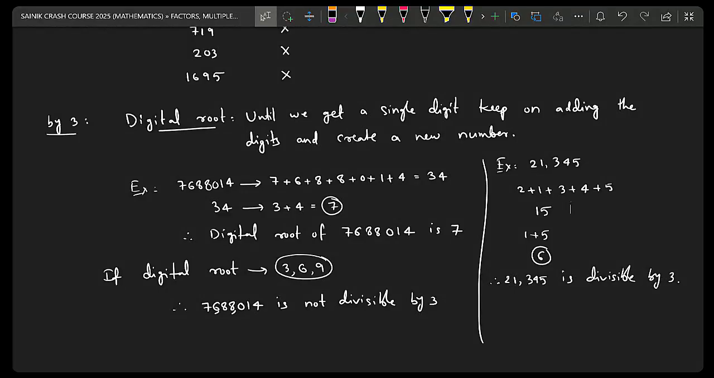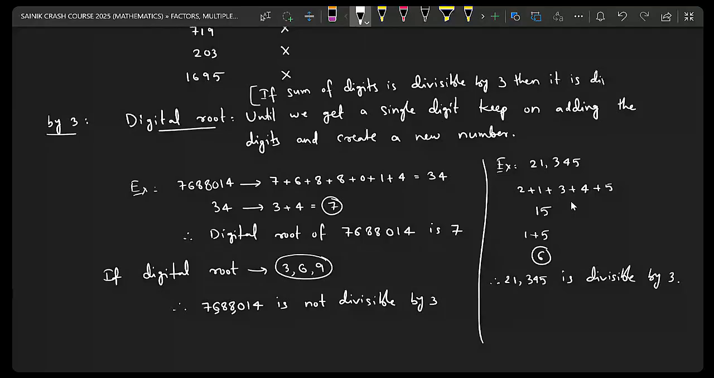So the same rule we can also write like this: divisibility by 3. If the sum of digits is divisible by 3, then it is divisible by 3. Okay, this is how we check for 3.